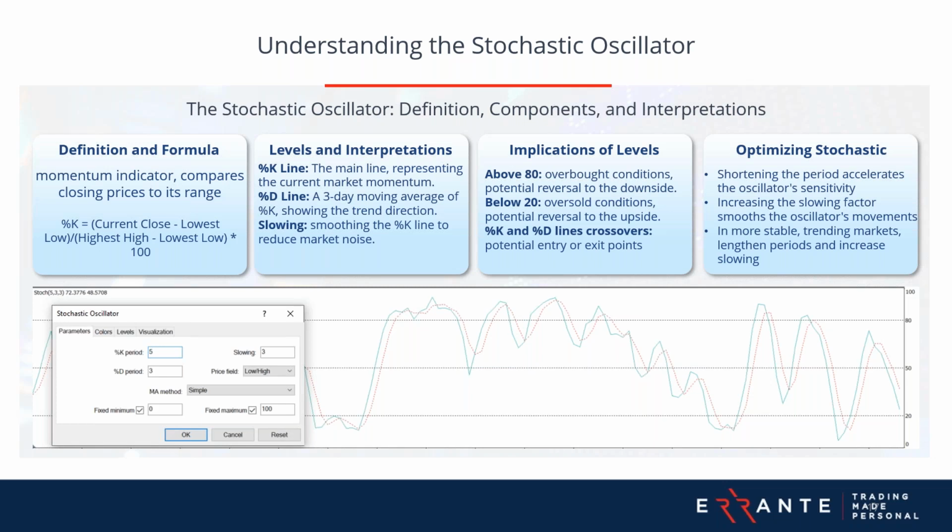In practice, traders should adjust these settings based on the current market environment and their trading strategy. Let me point out that in fast-moving or volatile markets, a shorter period and reduced slowing can help capture quick opportunities. And in more stable or trending markets, extending the periods and increasing the slowing can aid in recognizing more significant, lasting trends, avoiding the noise of minor price movements.